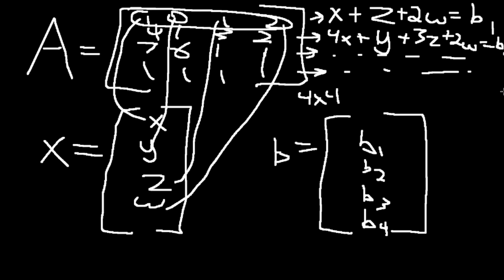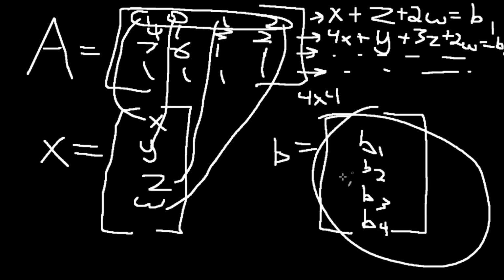Let me just read a few things here. This solution over here is a set of scalars. So you want these to be actual results, and a scalar is usually just a single number.